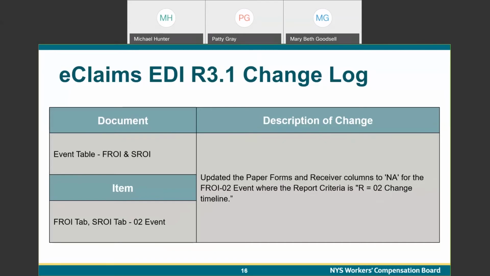The FROI-SROI event tables were updated for 02 events, updating the paper forms and receiver columns to NA for the 02 event where the report criteria equals 02 change timeline of R.